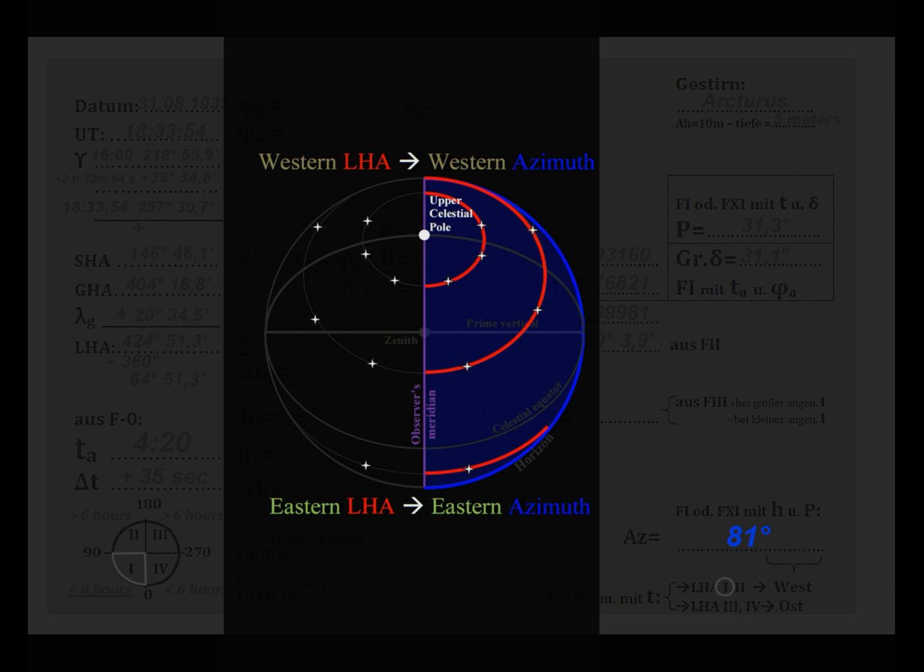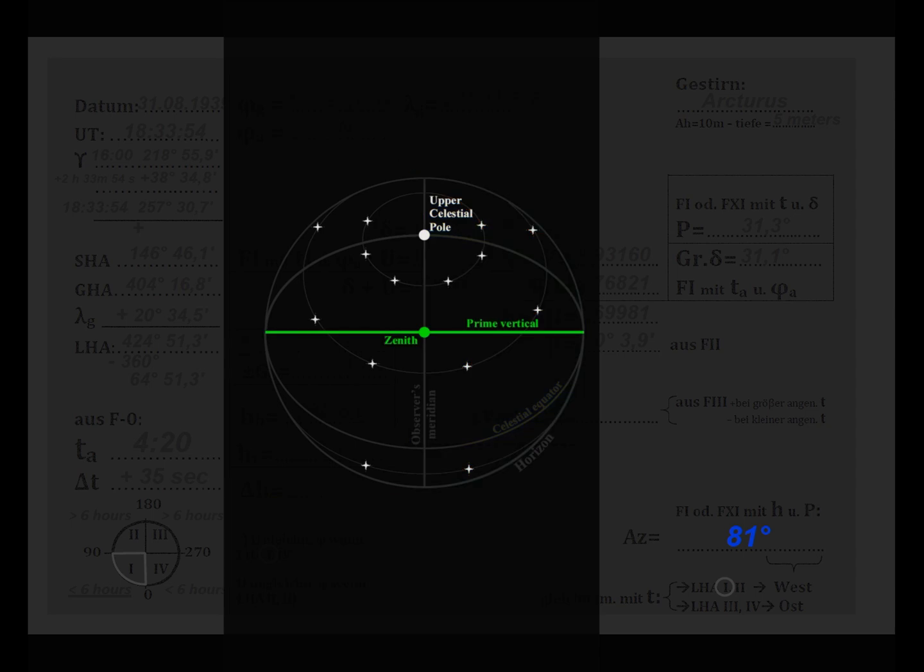Knowing the position of the celestial body relative to the meridian of the observer, in order to determine the quadrant, you just have to determine the position of the celestial body relative to the prime vertical. And there are two options here. The azimuth can be measured from the cardinal point which corresponds to the lower celestial pole, or from the cardinal point which corresponds to the upper celestial pole.